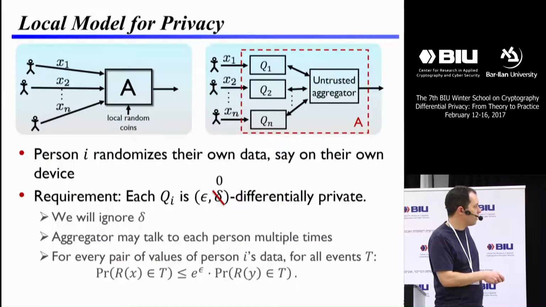So again, all we want is that at the level of each individual box, for every pair of values that person i's data could have, and for all events T, the probability of that event when the person's data is x and the probability of that event when the person's data is y, these probabilities should be closely related.